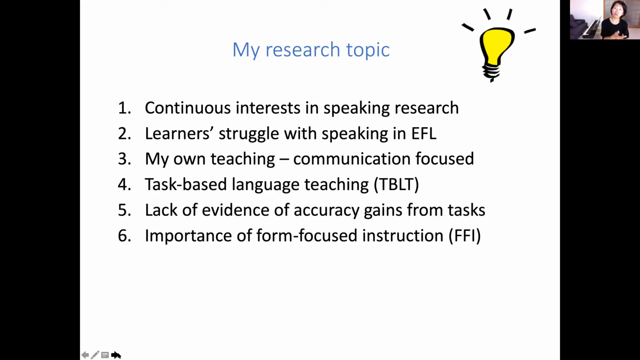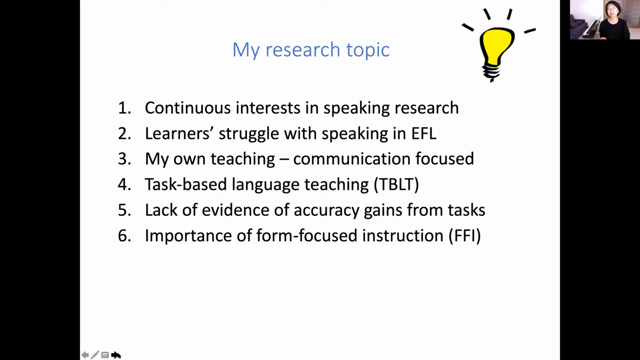It also has to do with what I do in my classes. I used to teach a lot of academic writing classes, and I feel that students tend to be quite good after one semester of classes, but even the very strong writers cannot say things in English. So learners continue to struggle with speaking in the EFL context.